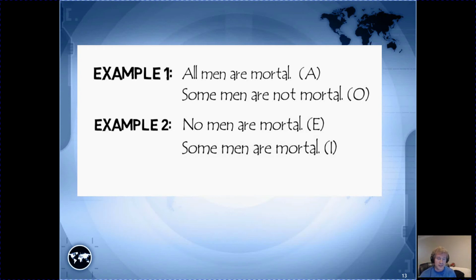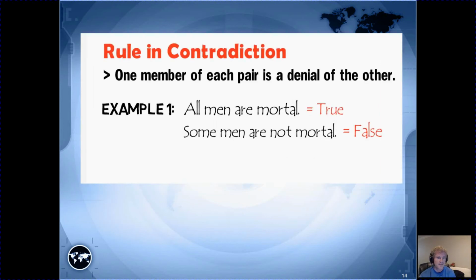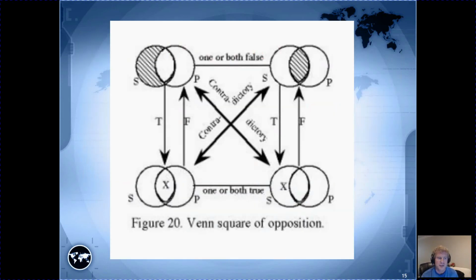So clearly, if you think about it before I even give you the answers, you know that one of these statements has to be false. If all men are mortal, and we say some men are not mortal, if we agree that all men are mortal, then the second statement must be false. Pretty easy, right? So this is the graph of the square of opposition.